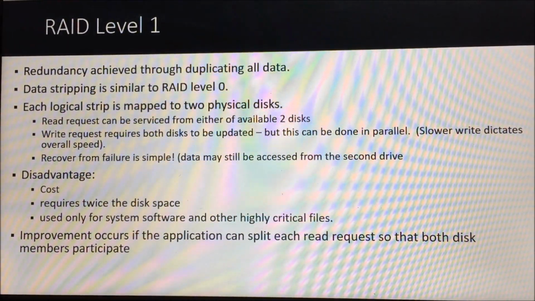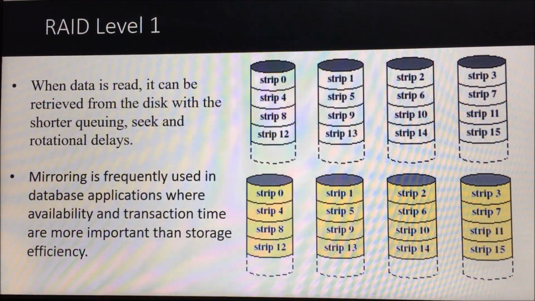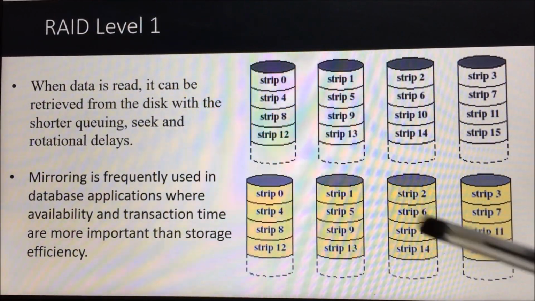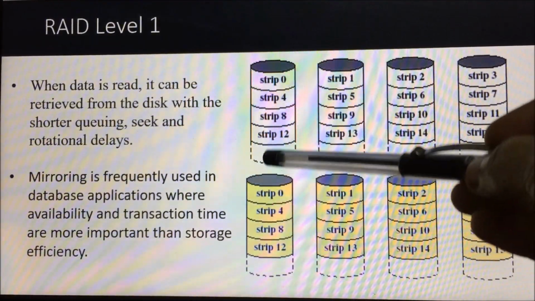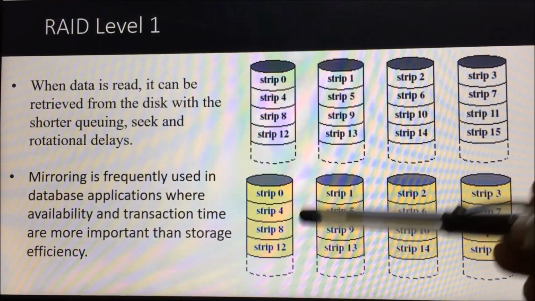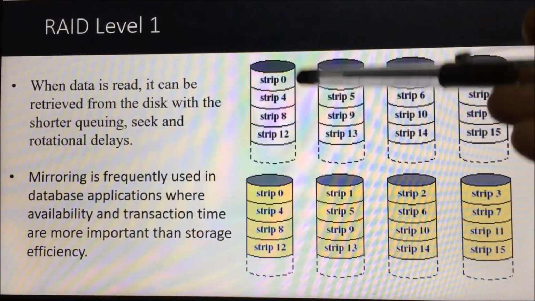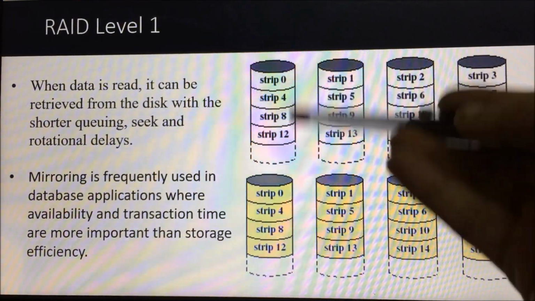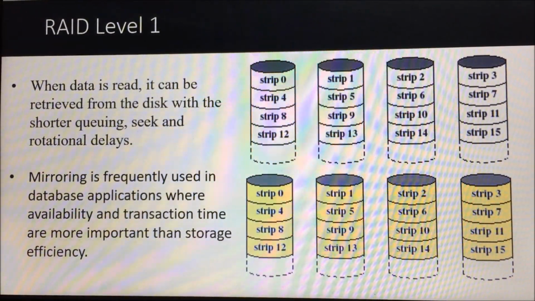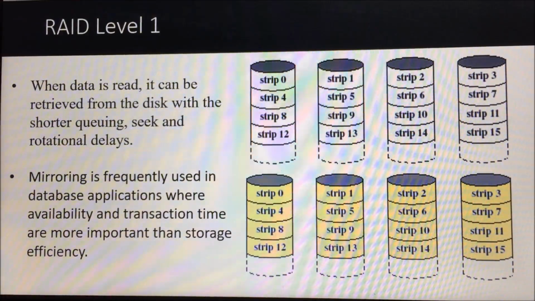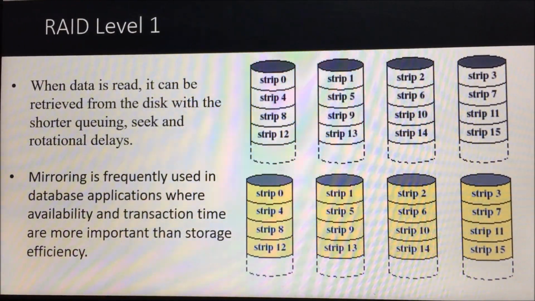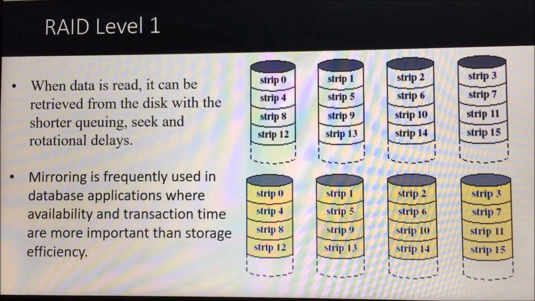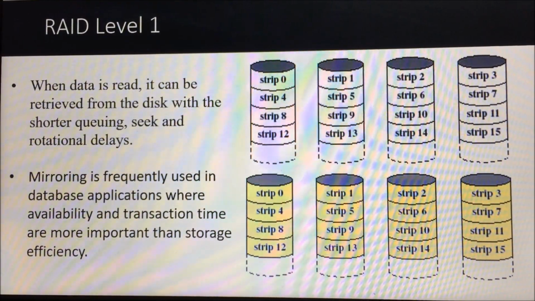A write request requires both disks to be updated, but this can be done in parallel. So when you are writing or updating a particular strip, let us say strip 8, it has to be done in both disks, but because we are doing that in parallel, it doesn't matter. Reading can be done from either of the disks. Suppose I want to read strip 4 and strip 8, it can be done in parallel even though strip 4 and strip 8 are in the same disk actually.